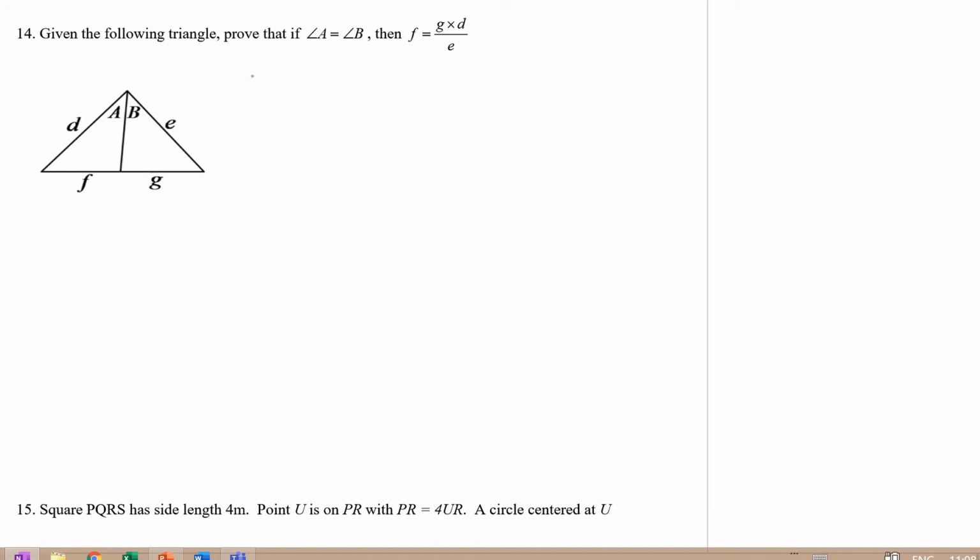So to start things off, number one, you're given that angle A is equal to angle B. So what that means is that sine of angle A will then have to be equal to sine of angle B.